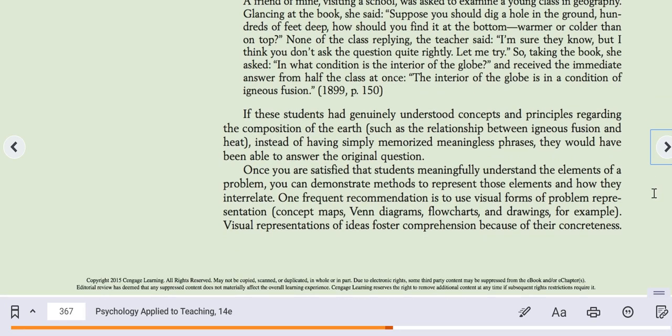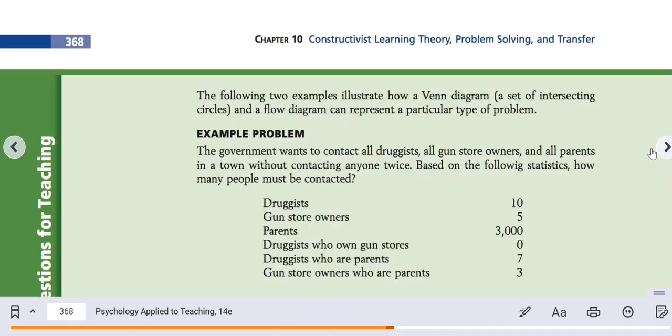Once you are satisfied that students meaningfully understand the elements of a problem, you can demonstrate methods to represent those elements and how they interrelate. One frequent recommendation is to use visual forms of problem representation: concept maps, Venn diagrams, flowcharts, and drawings, for example. Visual representations of ideas foster comprehension because of their concreteness. The following two examples illustrate how a Venn diagram, a set of intersecting circles, and a flow diagram can represent a particular type of problem.